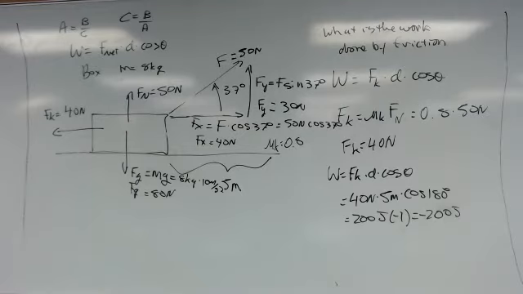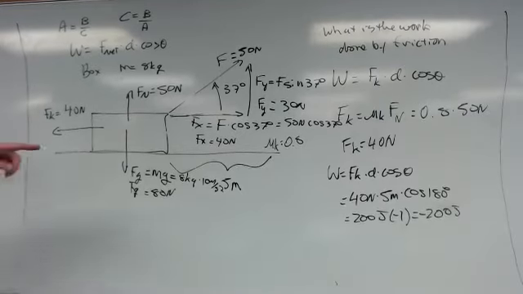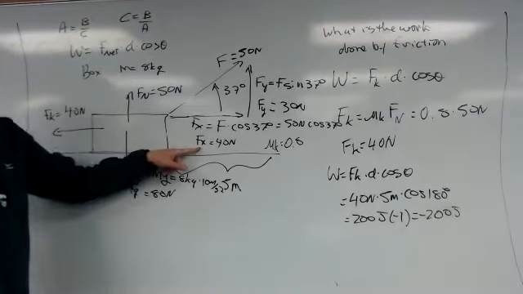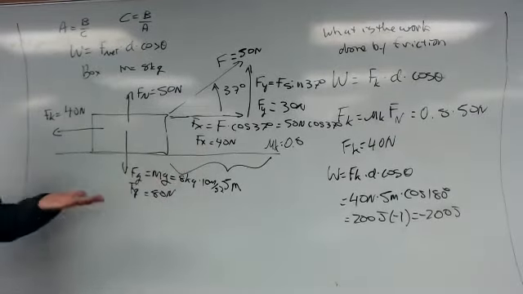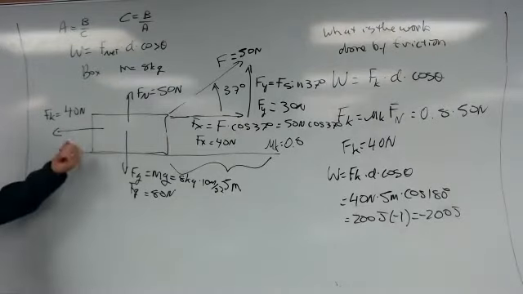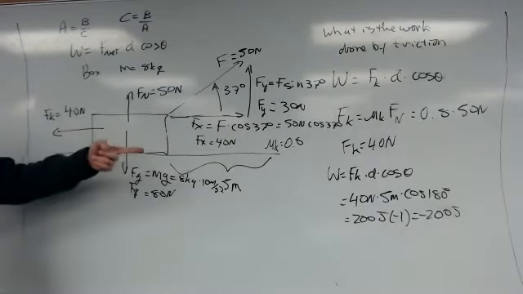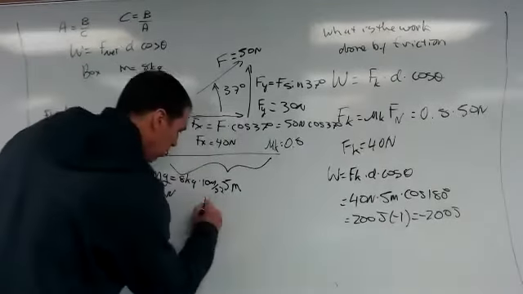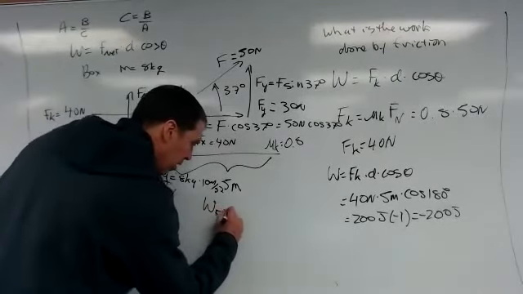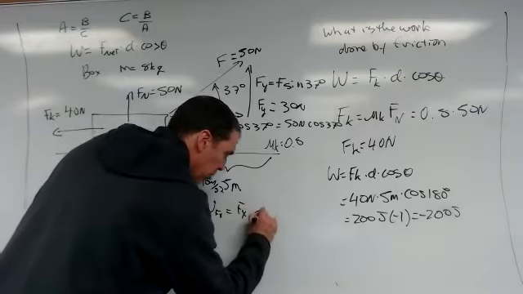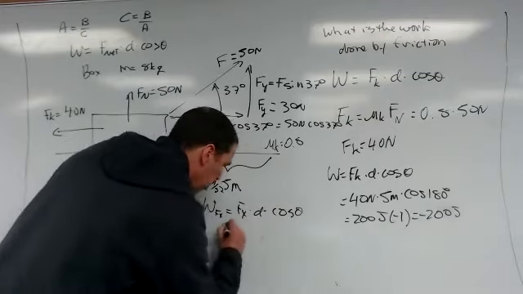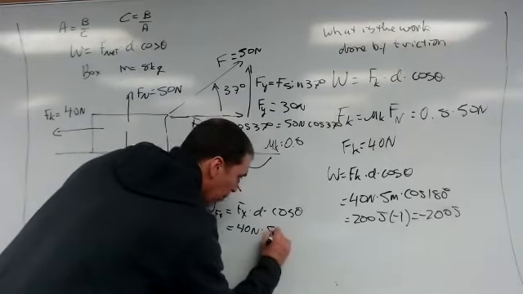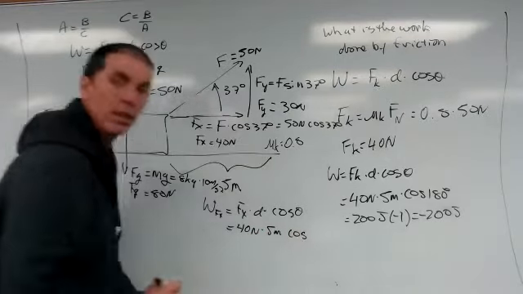What is the work done by this force? It's the same force as this one numerically. It's just pointing in the direction it's moving. And so it's just the work done by this force. I'll call it W sub Fx. This is just equal to Fx times the distance times the cosine of the angle between them. And that's just 40 newtons times 5 meters times the cosine of what?